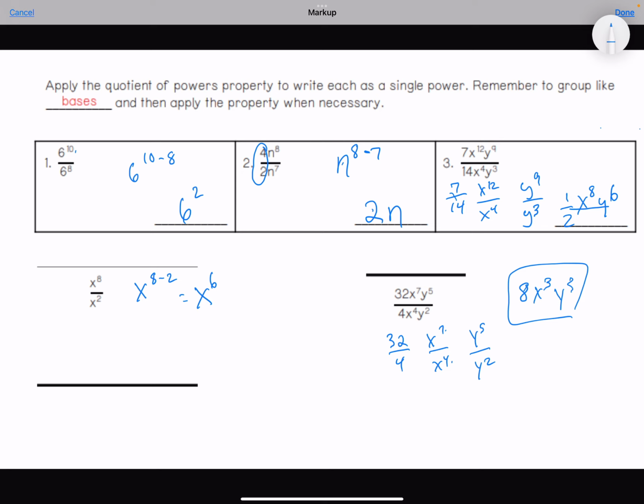So that's what you're doing. You're subtracting. Okay, now understand that on the STAR test, it's not going to just be these rules in isolation. You're going to be combining them.